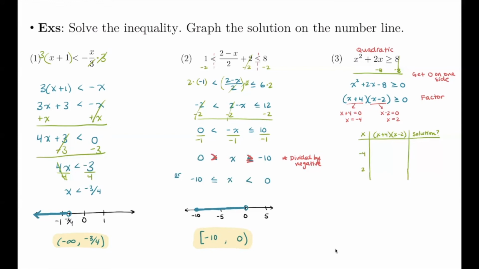So we need a number to test that is less than -4. How about, I don't know, -5. So we're going to plug in -5 into the inequality here. What we'll get here: -5 plus 4 is -1, -5 minus 2 is -7, and that multiplied together, -1 times -7 is +7. So is this a solution to the inequality? Meaning, is this greater than or equal to 0? Yes, right? This is good. So when we plug in -5 here, this does work. It is a solution.